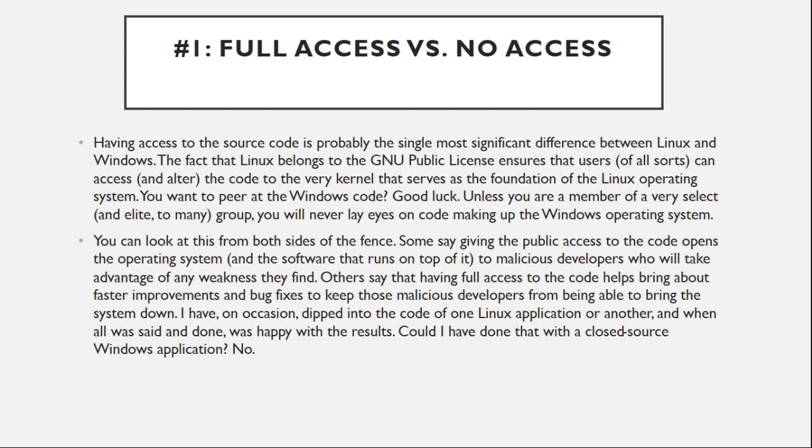You can look at this from both sides of the fence. Some say giving the public access to the code opens the operating system, and the software that runs on top of it, to malicious developers who will take advantage of any weakness they find. Others say that having full access to the code helps bring about faster improvements and bug fixes to keep those malicious developers from being able to bring the system down.